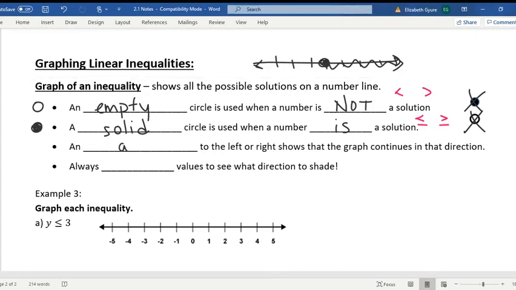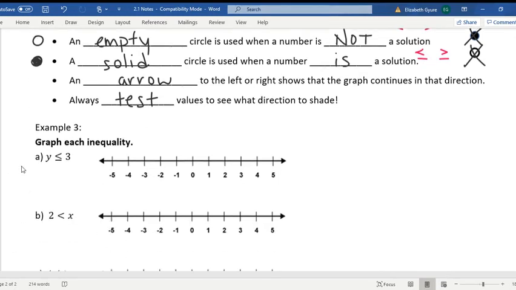An arrow to the left or right shows the graph continues in that direction, and you can do your arrow like with a squiggle or shaded in or however, as long as I can see it. And then always test values to see what direction to shade. So if you're not sure, you can always think about a value, test it out, see if it works. Okay, so we're going to just practice graphing the inequalities.